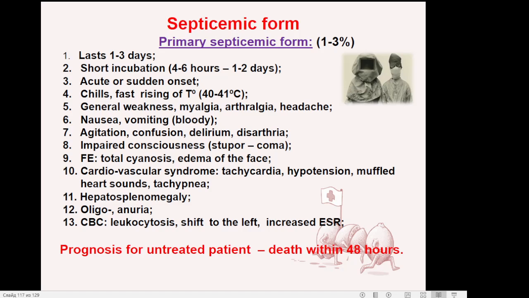Septic form. What is necessary to add for the septic form, because I have practically 5 minutes for finishing the delivery, and more than 12 slides yet. Clinical picture of sepsis: severe intoxication, infectious toxic shock. Practically very short incubation, lasting 1-3 days. Prognosis very bad in case of septic form.